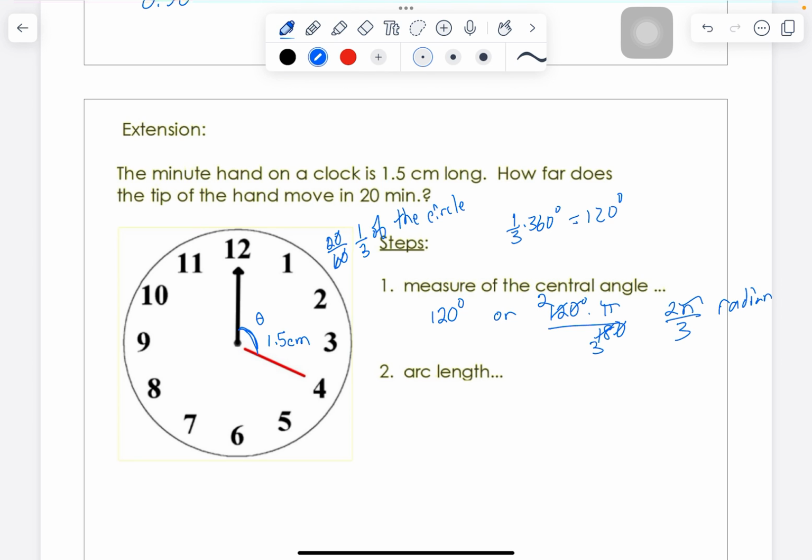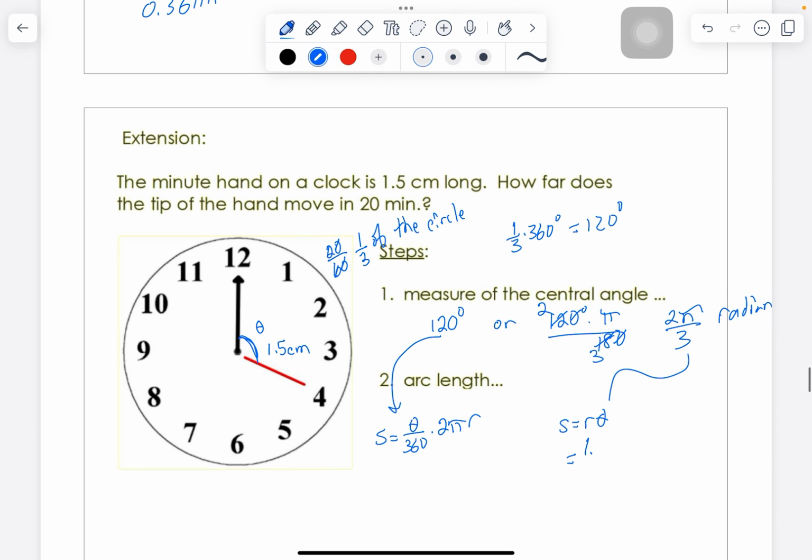radians. Either or. If I were to use radians, I'm just going to find the arc length, S, by taking r times theta. If I were to use the 120, I'd go S is equal to the 120 over 360, 2 pi r. I kind of like the second one a little bit better, so I'll take the 1.5 times 2 pi over 3, or 3 divided by 3. I think it ends up being pi, or the estimate of pi, 3.1415 centimeters.